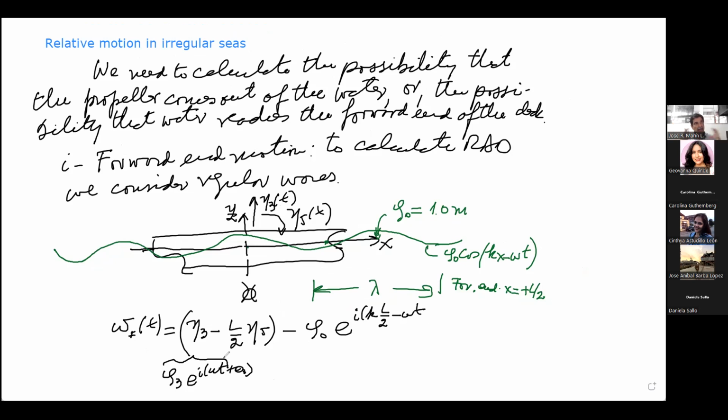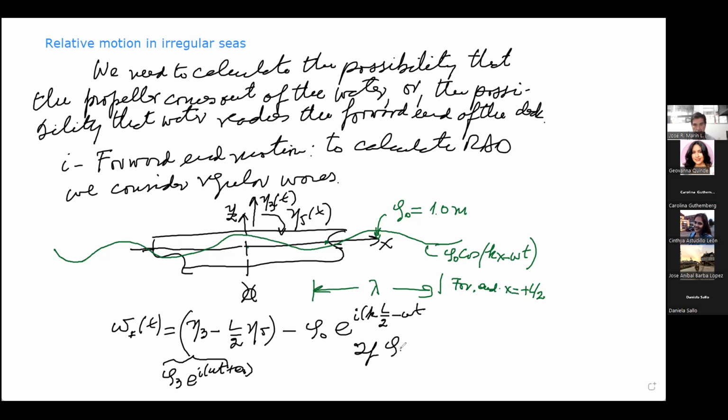After you have calculated that, you could get the amplitude. If you do this calculation for unit amplitude of the incoming waves, this amplitude of W sub F will be directly the RAO. Are there any questions about these, people?